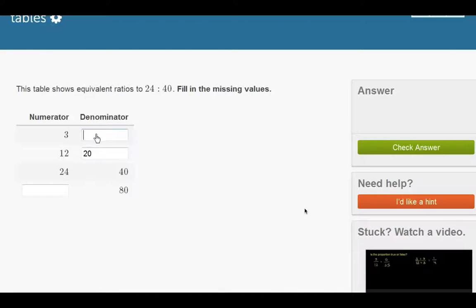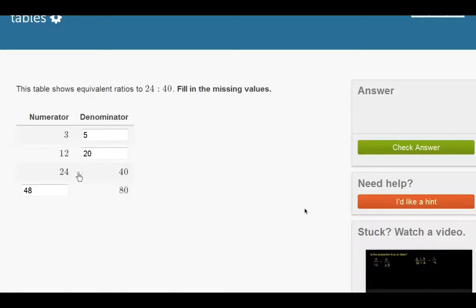And then we could go up here. If you compare the 3 to the 12, to go from 12 to 3, you have to divide by 4. So in the numerator, you're dividing by 4. So the denominator, you also want to divide by 4. So 20 divided by 4 is 5. This guy's smart. And then we have one more to fill in, this numerator right over here. And we see from the denominator, we doubled the denominator. We went from 40 to 80. So we would double the numerator as well. Whoa! So we would get 48.